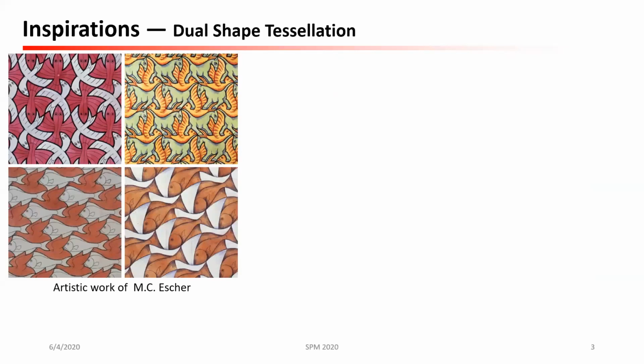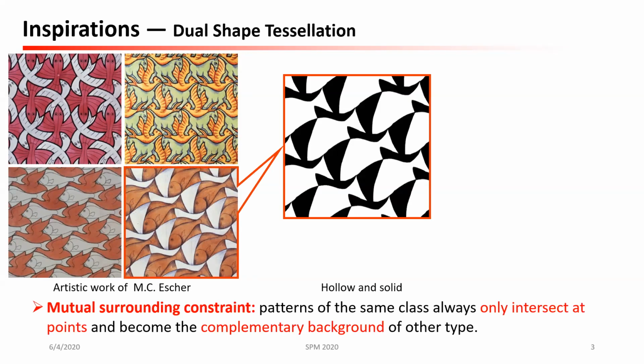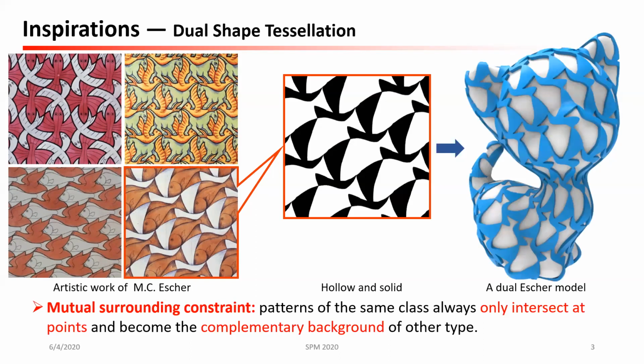Dual-shape tiling is a form of graphical art utilizing dual space well, and Escher's work is one of the most well-known, showing how two different types of patterns fit together in a plane. The two types of figures satisfy the mutual surrounding constraint, so the dual space of those tessellations can be seen as hollow and solid parts naturally. We observe that such fabrication problem can be reduced to a dihedral tessellation problem in the plane under the constraint.